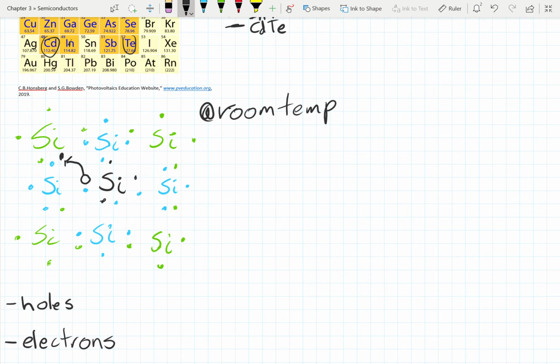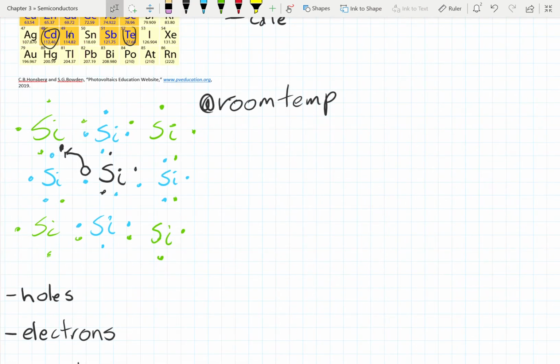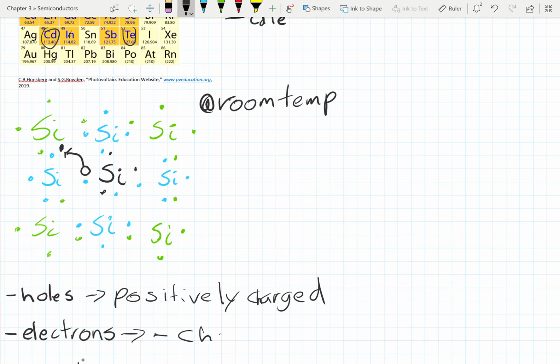Before getting ahead of myself, I just want to point out holes are the absence of electrons. That's one good thing to remember. And holes are positively charged. So they have a plus charge. And as you know, electrons have a negative charge.